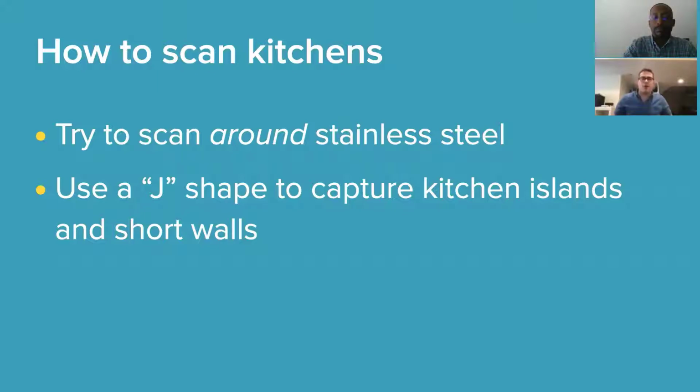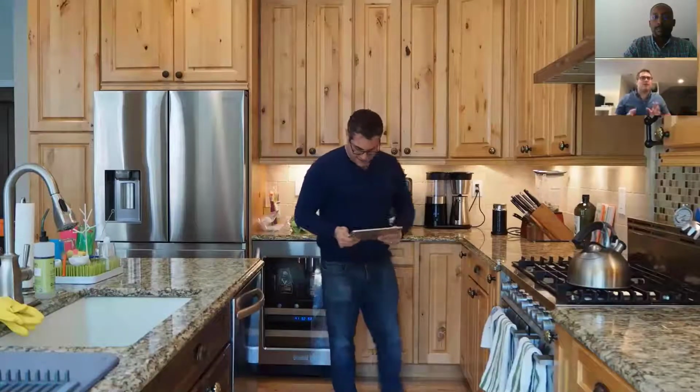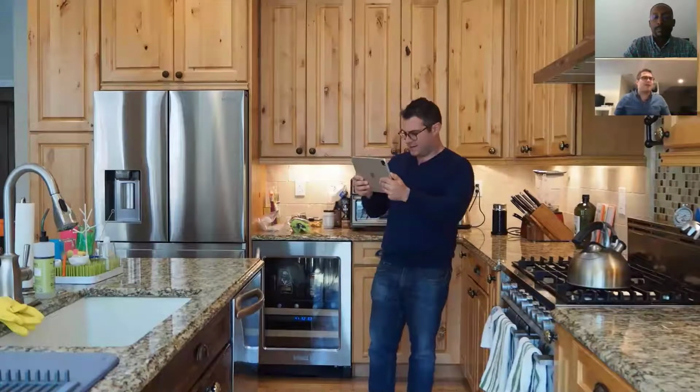And then you'll also often encounter islands in kitchens. And since we've told you to walk around the perimeter, that won't capture the island. So what we want you to use is sort of a J shape, with the high end of the J being the wall and the low end of the J being the island. So in this video, you'll basically get a sense of what that looks like.